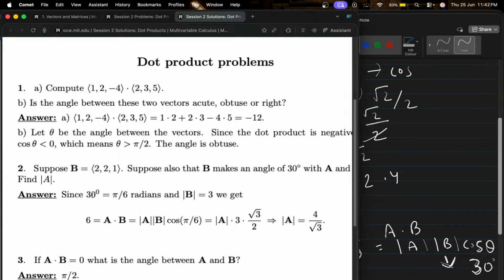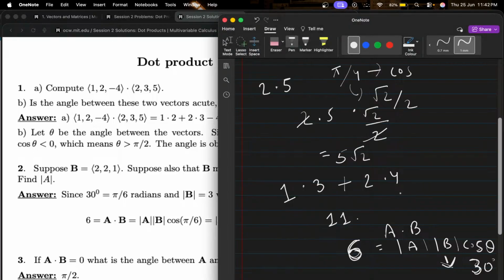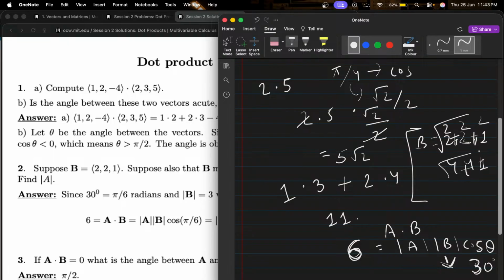Ah, okay. We could have calculated the magnitude of b, because if b equals 2 comma 2 comma 1, then if we just square it and add it under root, it will be 4 plus 4 plus 1, so under root 9, which will be 3. That will be the magnitude of b. Okay, we could have done that. I missed that.